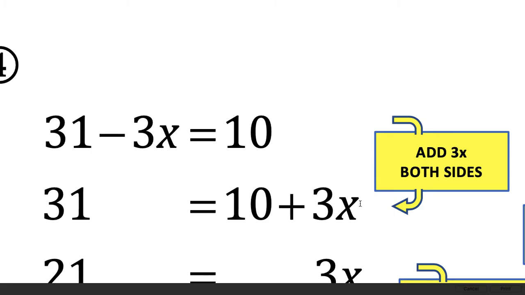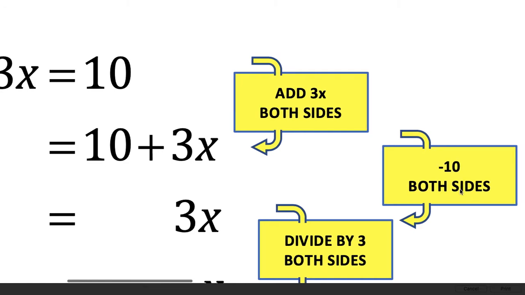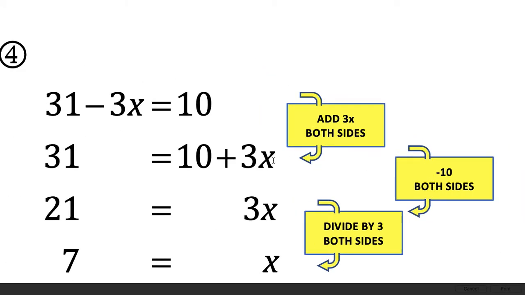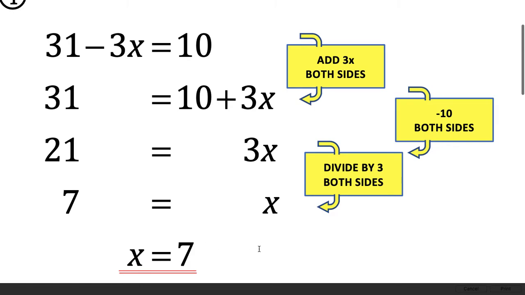Now I'd quite like that 3x bit to be on its own. So I want to get rid of the 10. So I'm going to take away 10 from both sides. There it is, minus 10 both sides, to get not 31 but 21 now equals 3x on its own. And I don't want to know what 3x's are. I want to know what a single x is, so I'm going to divide everything by 3, both sides, and then 7 is equal to x. So that's my final answer, x equals 7.